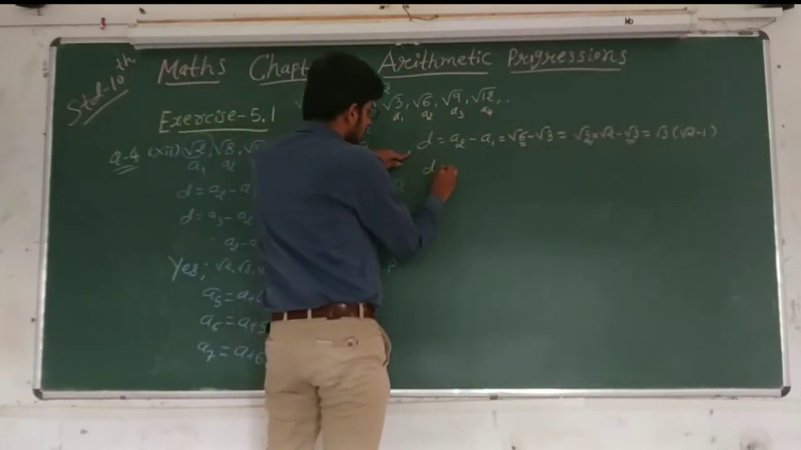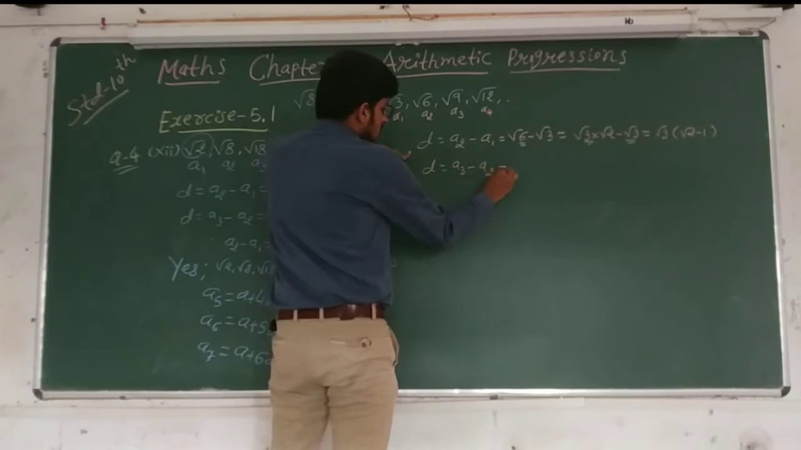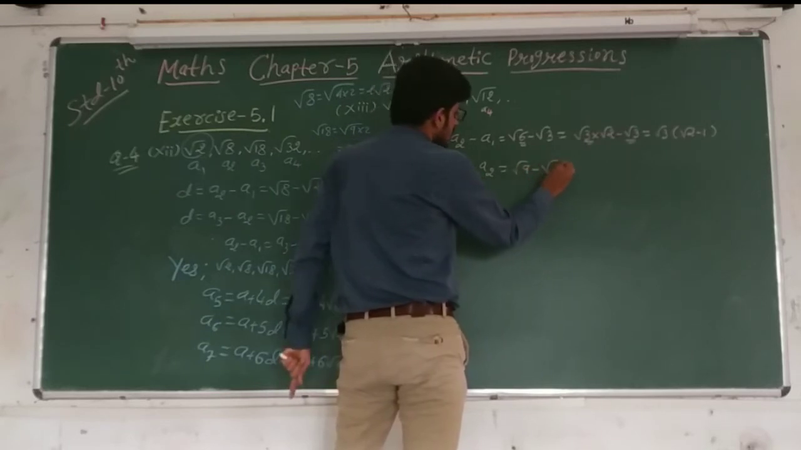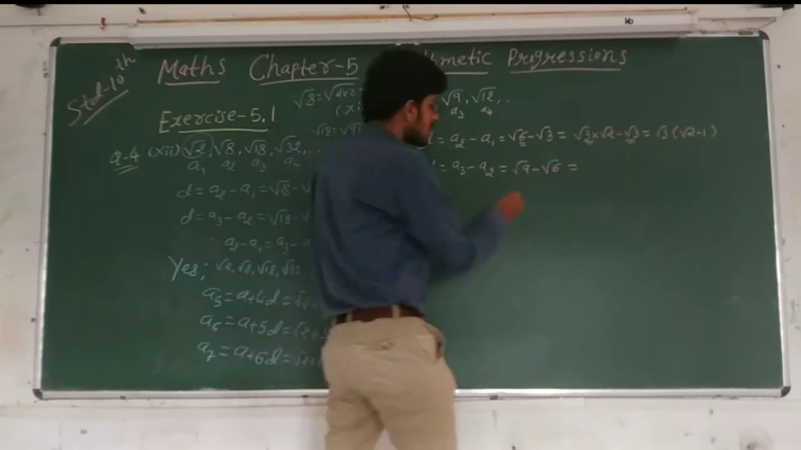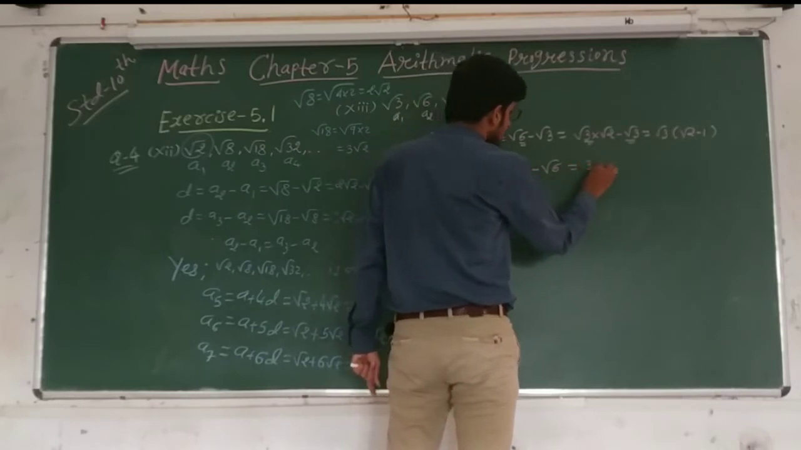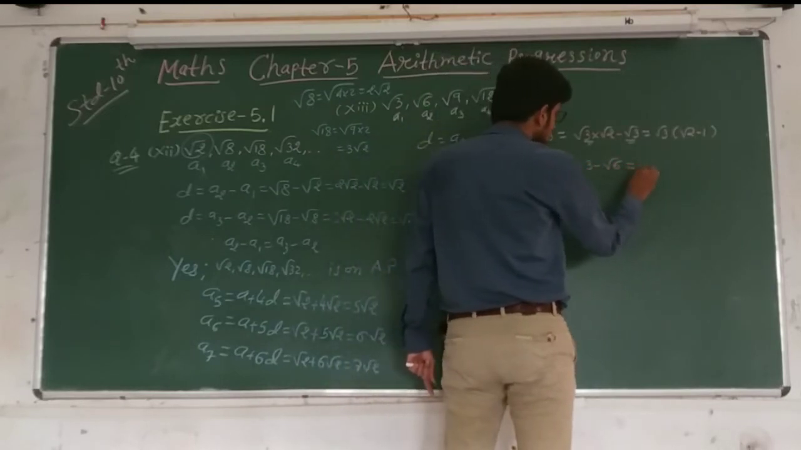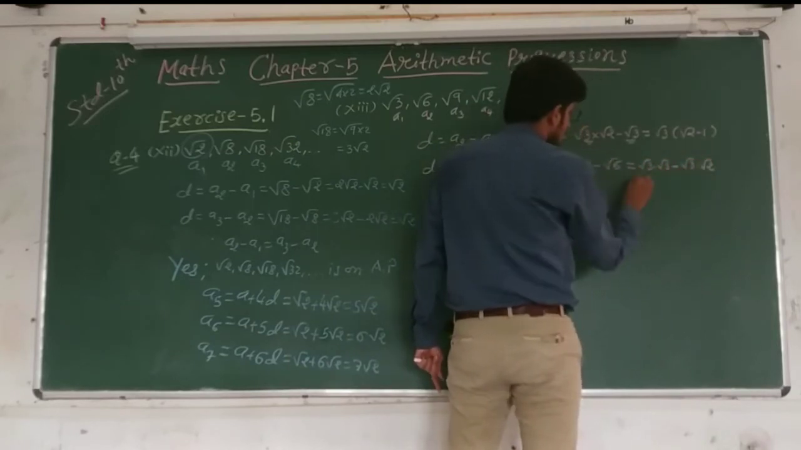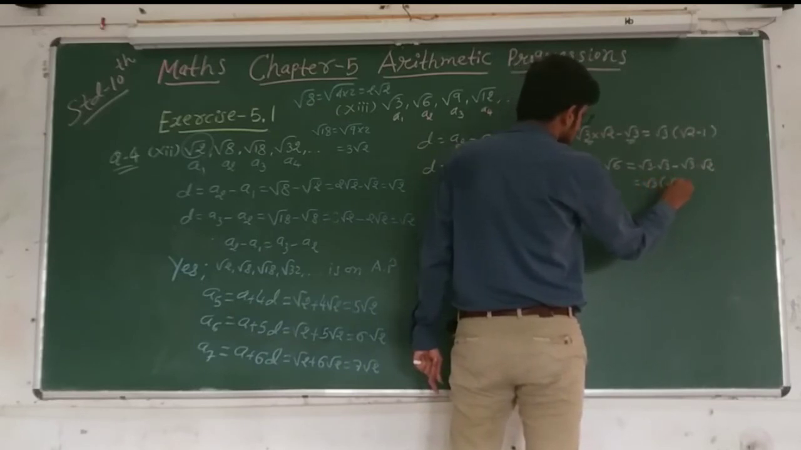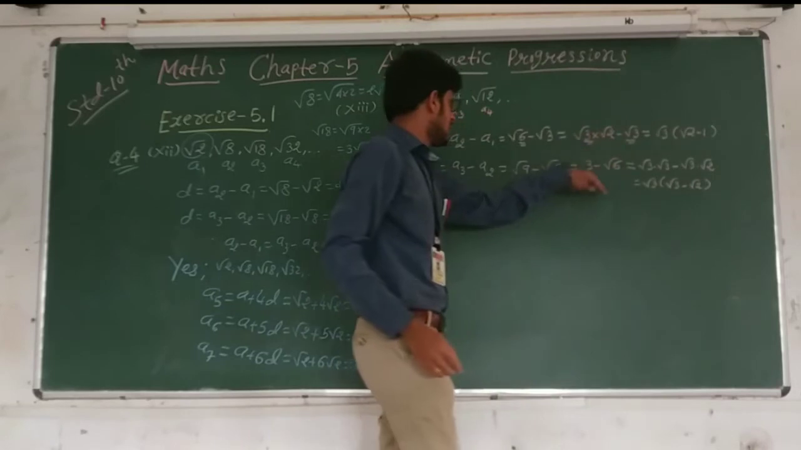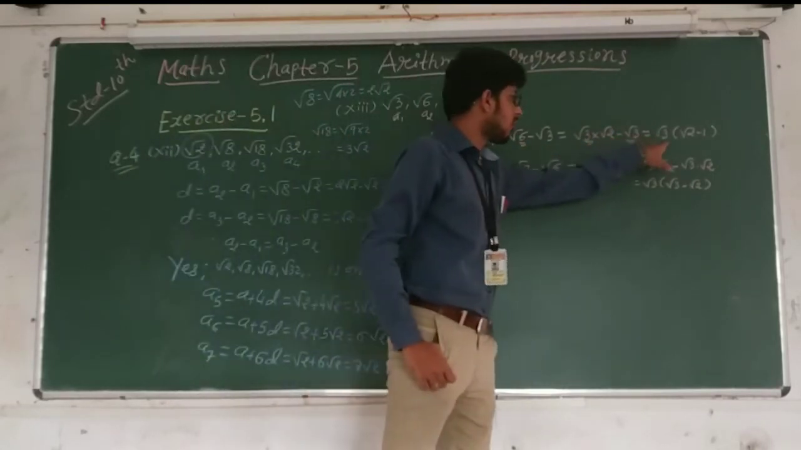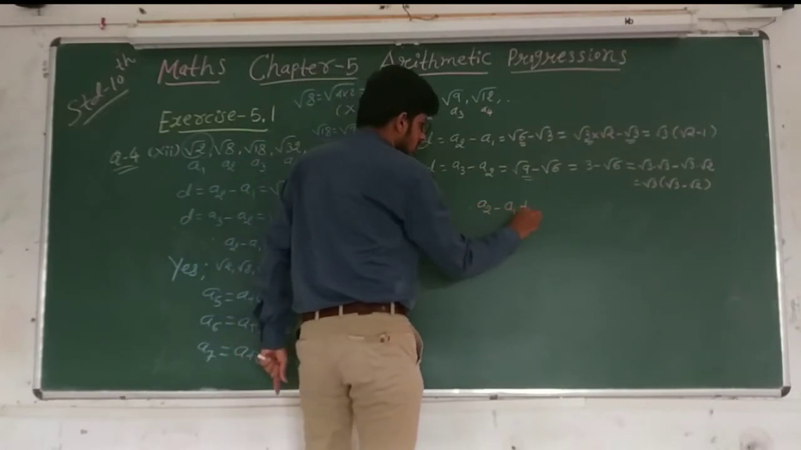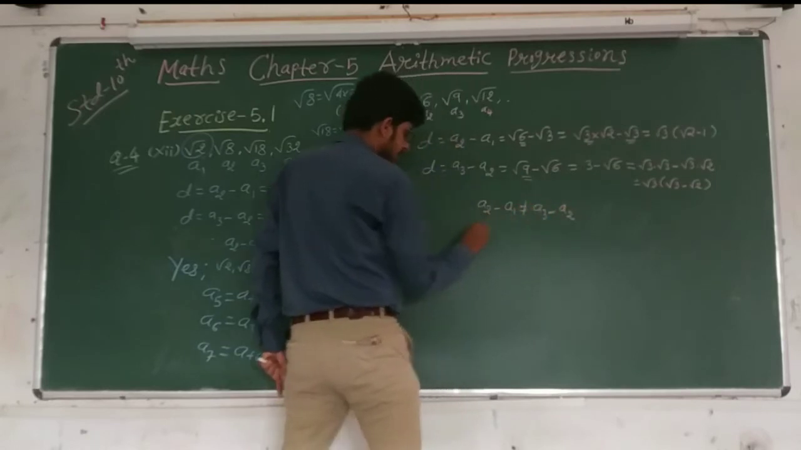Same thing, we will find a3 minus a2. The value of a3 is √9, so √9 minus √6. √9 means 3, so 3 minus √6. And 3 means √3 into √3, minus √3 into √2. Take √3 common, so in brackets √3 minus √2. Now observe that the common difference is not the same. Therefore a2 minus a1 does not equal a3 minus a2. Therefore the answer is no.